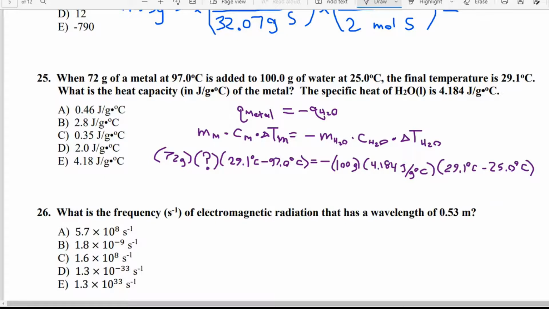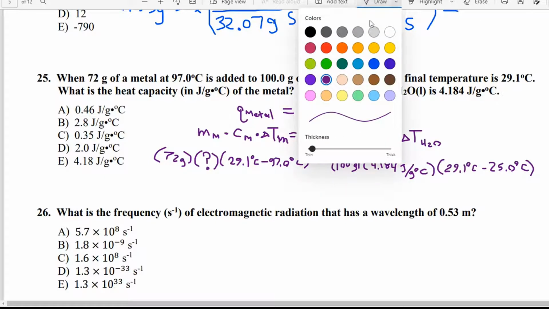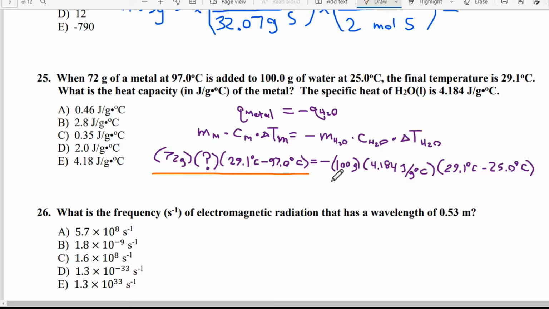Yep, because whenever you're algebraically solving for something, whatever you do to one side, you have to do to the other side as well. So 72 grams, divide by that. You can divide the delta T on the left side too, right? Yep. So divide this by 72 grams and divide that by 72 grams. And the delta T on the left side is 29.1 minus 7.